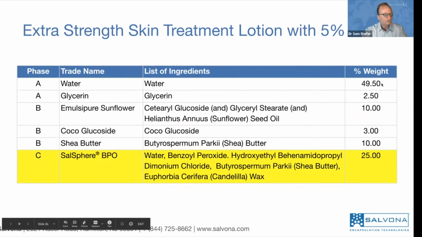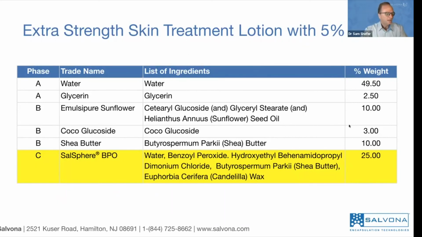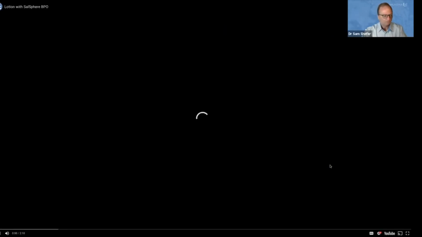About 50% of the formula is water. Then we have glycerin. Then we have other ingredients to support the moisturization, emollients, and a little bit of a surfactant, and shea butter. The technology is SalSphere BPO. We use here 25% of the BPO. This is because the concentration of BPO in SalSphere is only about 20%. So in order to get to 5% active, we have to use a lot. This is a lot, but it works extremely well.